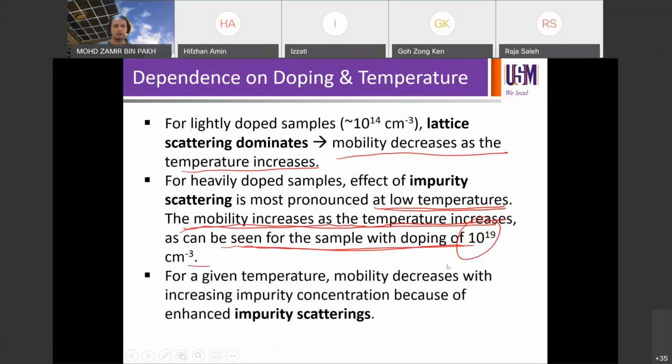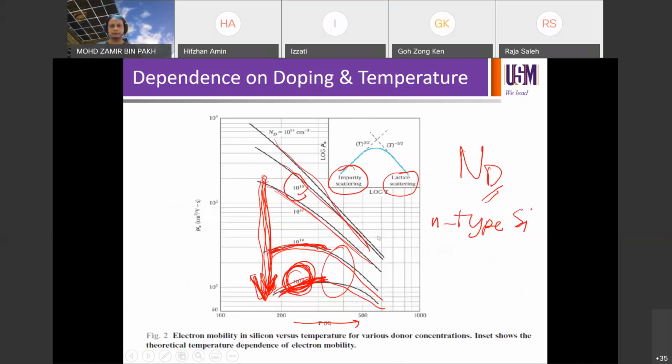Okay. For a given temperature, mobility decreases with increased impurity concentration because of enhanced impurity scattering. That means as you put more and more dopants into the lattice, the tendency for carriers to have scattering due to collision with impurities will be higher. So that's why at that particular point, the impurity scattering dominates the mobility of your carriers. Right? So is it okay so far? Just introduction to the mobility.